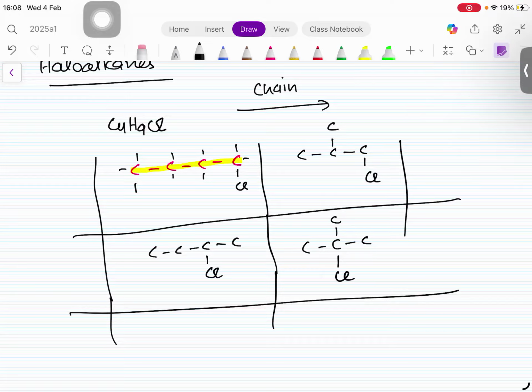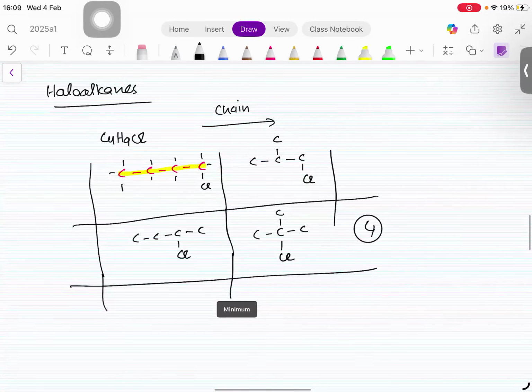Okay, and one more possible hai. If I switch the Cl position to the extreme left, won't make any change. The first one ही वापस बन जाएगा. So total number is 4. Yes.